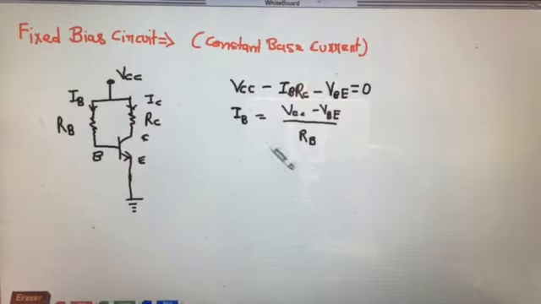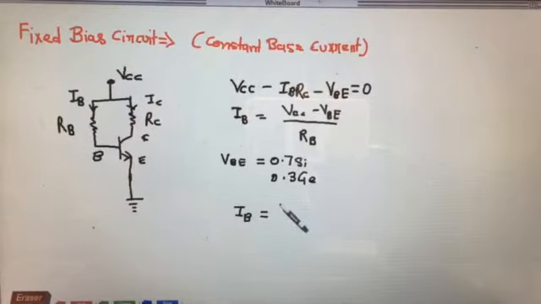Now, the base emitter voltage, this is a forward bias junction, so VBE equals 0.7 volt for silicon or 0.3 volt for germanium. In that case, we can neglect this voltage, then IB will be equal to VCC upon RB.